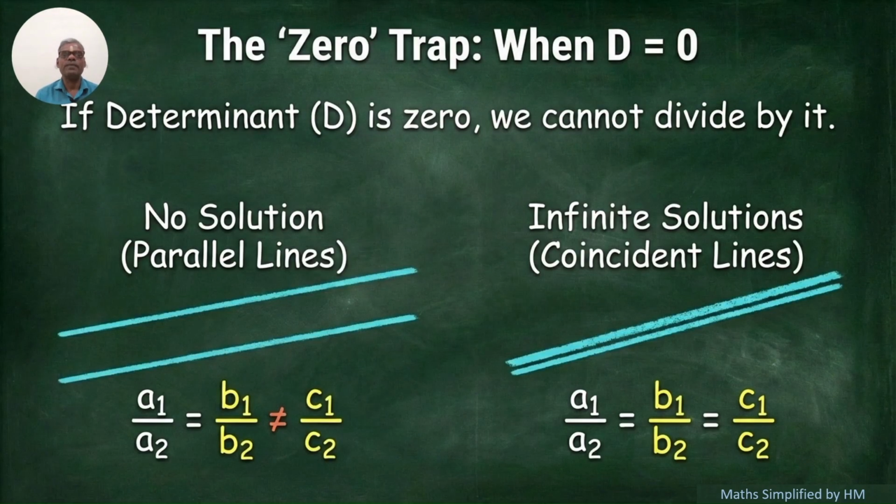The zero trap: when D is equal to 0. If determinant D is 0, we cannot divide by it. First case, no solution or parallel lines. If a1 upon a2 is equal to b1 upon b2 but not equal to c1 upon c2, this condition satisfies, then the lines represented by the simultaneous equations are parallel lines. If you have a1 upon a2 is equal to b1 upon b2 is equal to c1 upon c2, then the lines are coincident lines and thus have infinitely many solutions.